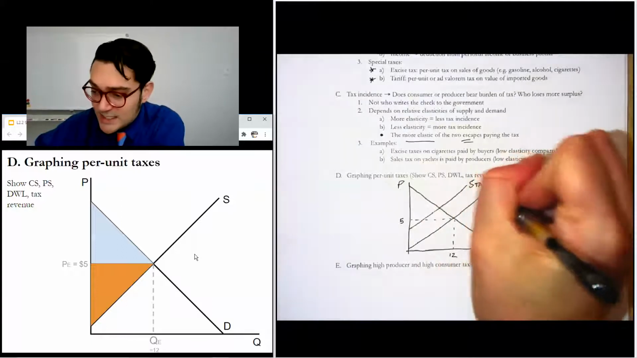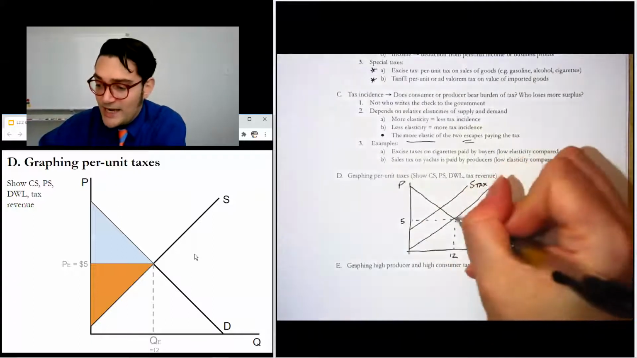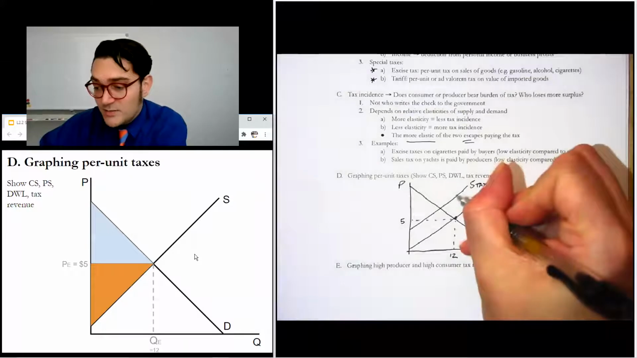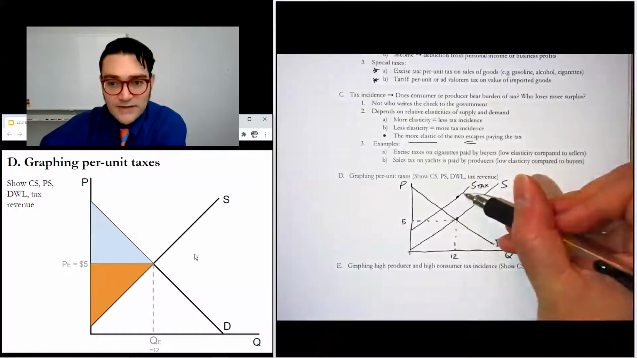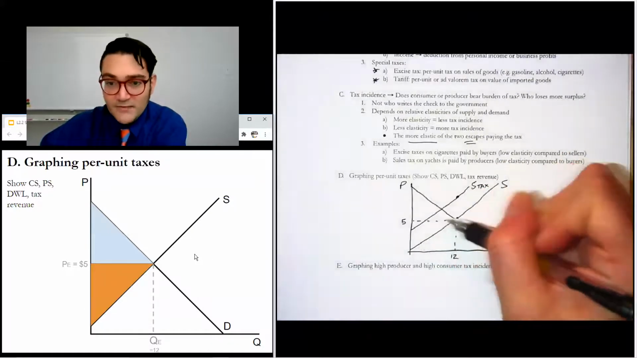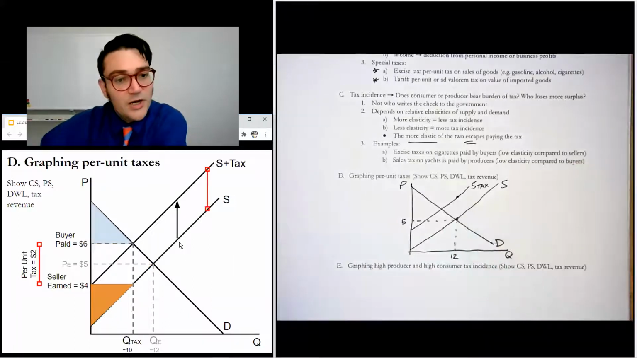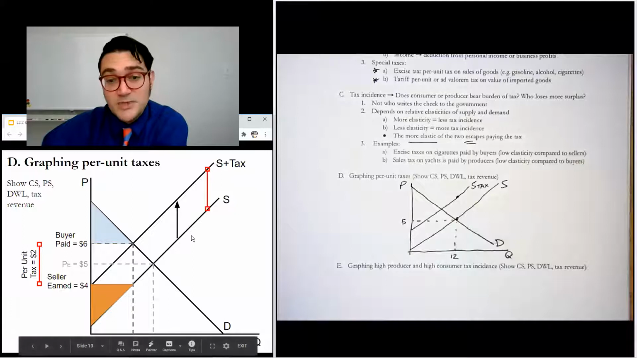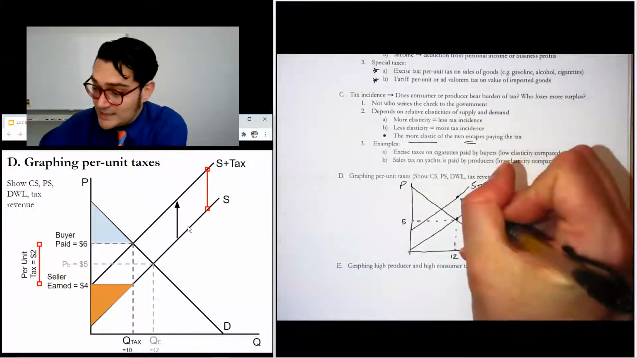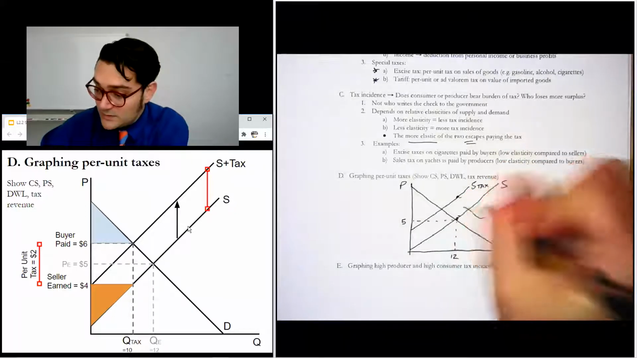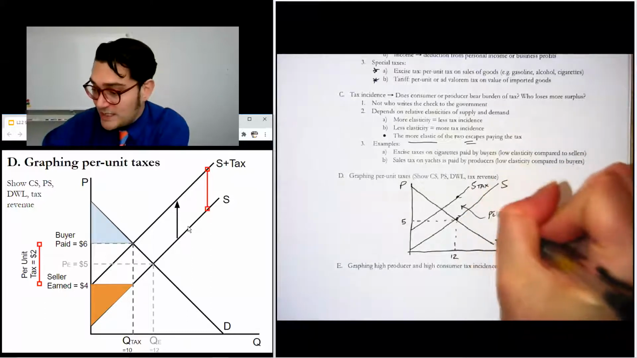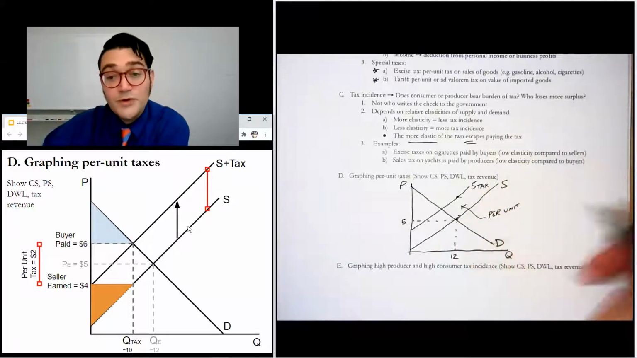So we're going to do S tax. Think of it like we're adding costs every single time, so we move up at every single quantity. And so it shifts up by the amount of the tax, right? The distance between the two is the per unit tax. That's the per unit amount of the tax.